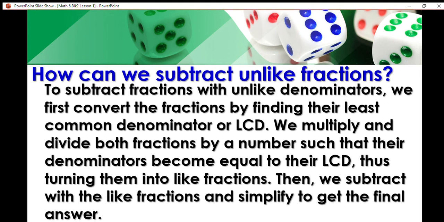So how can we subtract unlike fractions? Always remember to subtract fractions with unlike denominators. We first convert the fractions by finding the least common denominator, or LCD. We multiply and divide both fractions by a number such that their denominators become equal to their LCD, thus turning them into like fractions. Then we subtract the like fractions and simplify to get the final answer. Do not forget to simplify if it is needed.